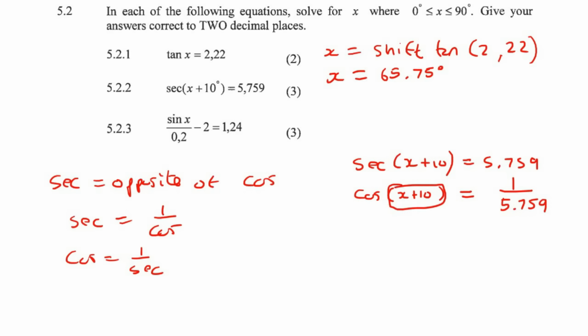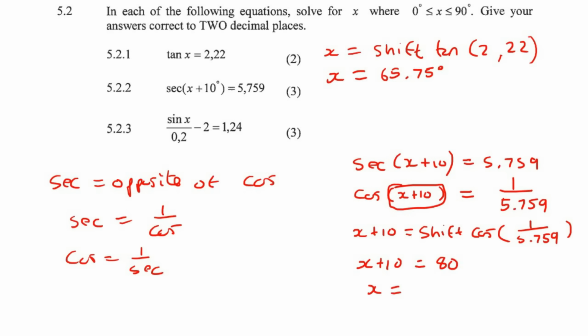Don't worry about this part right now. Or you can just say x plus 10, and then you're just going to say shift cos of 1 over 5.759. So we're going to say x plus 10 equals, now go work out shift cos of that. Oh, and it gives us a beautiful 80 degrees. And so then if you had to get x by itself, you just say 80 minus 10, which is 70. Okay, so the answer for that one is 70 degrees.